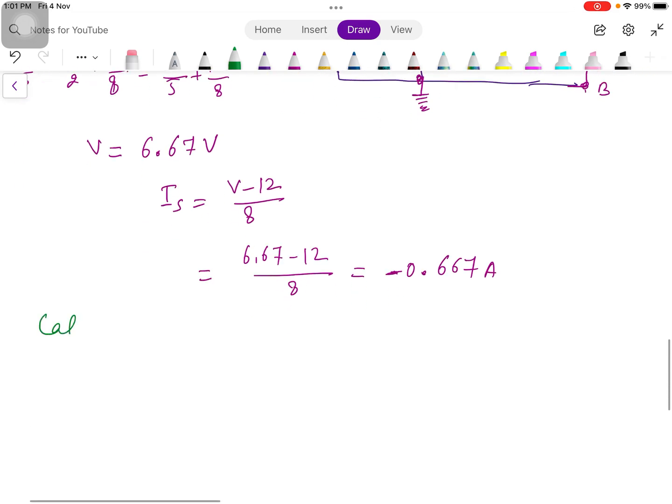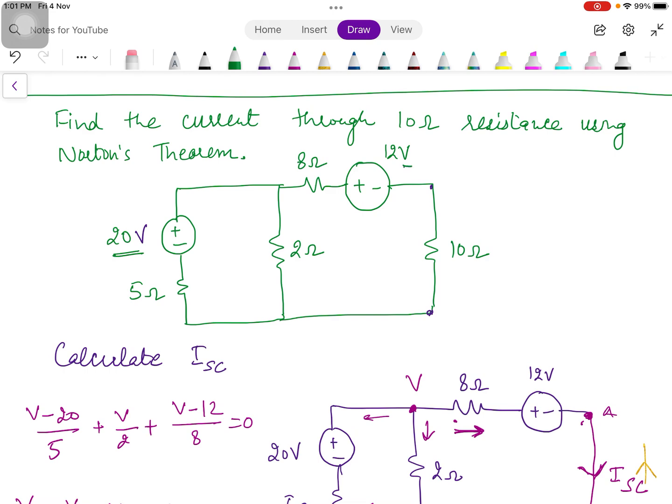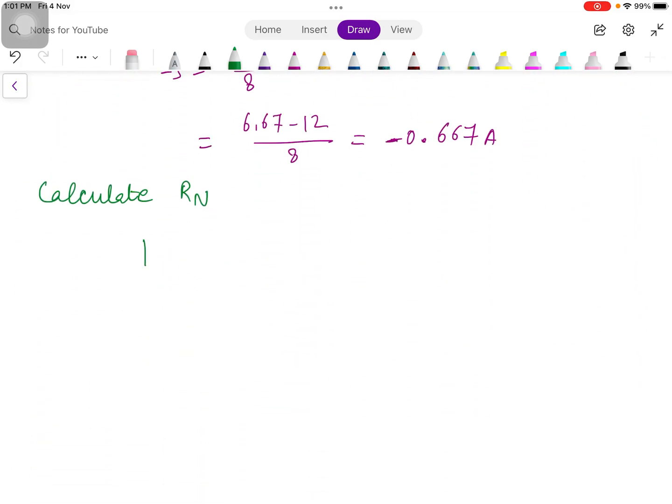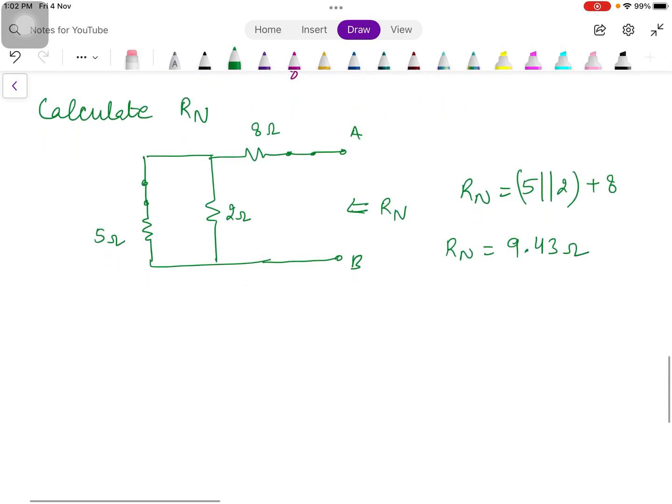Second step is we have to calculate Rn. The procedure for calculating Norton's resistance is the same as Thevenin resistance. We will replace the 20 volt source by a short circuit, and the 12 volt also by a short circuit. The load resistance has to be removed from the circuit and then we calculate the equivalent resistance. The 20 volt source is replaced by a short circuit, then the 5 ohm resistance, then we have the 2 ohm resistance in this branch, the 8 ohm, and this 12 volt again replaced by a short circuit. Here we have terminals A and B. This is Rn. So Rn is 5 in parallel with 2, and this parallel combination is in series with 8. Rn is 9.43 ohm.